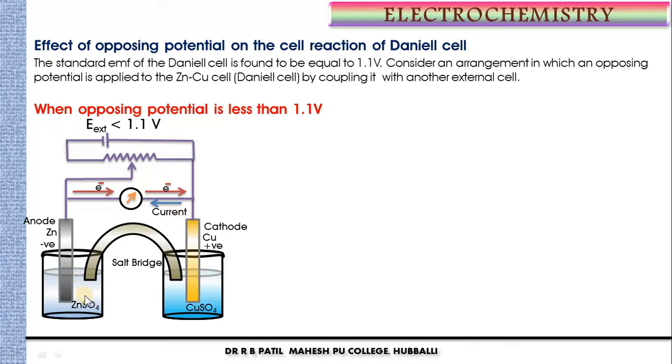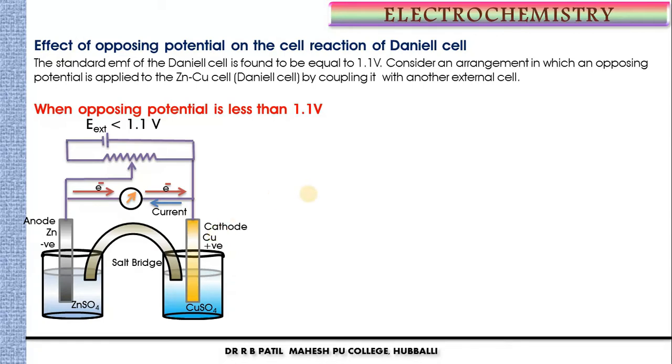Zinc metal dissolves in zinc sulfate and it gets a negative charge, it is the anode, whereas copper ions deposit on the metal of copper, undergo reduction, it is positive and it is the cathode only. So there will not be any change. Everything remains as such only.